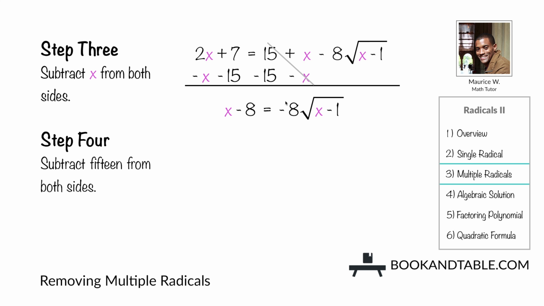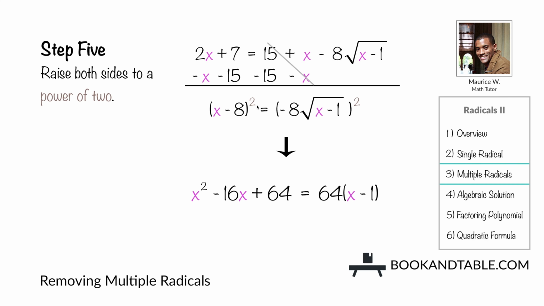The coefficient is fine. Now, what we can do is we raise both sides to a power of 2 to get rid of this radical sign. So you'll have to use the FOIL method to expand the left side. And then on the right side, you square the coefficient. Negative 8 squared gives you 64. Anytime you square a radical times itself, you're left with just the term underneath. So we get x minus 1. And now we have our polynomial without our radical signs.